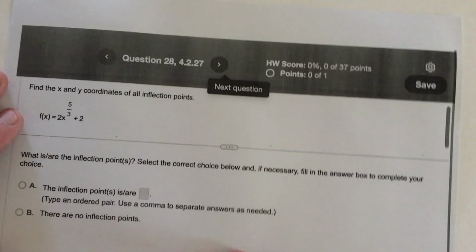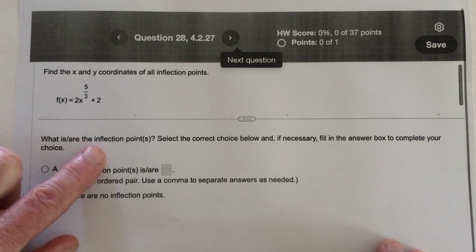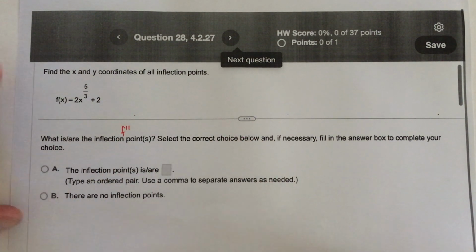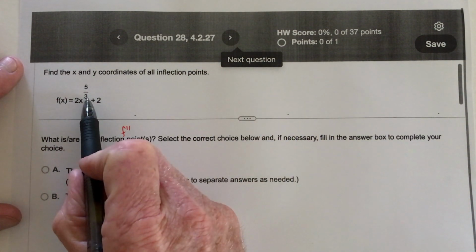Okay, then, I know I said that was the last one, but I just want to do one more, because this one has a fractional exponent. Inflection points. So this means the second derivative. So we need the second derivative. So when you take the derivative, do the power rule.